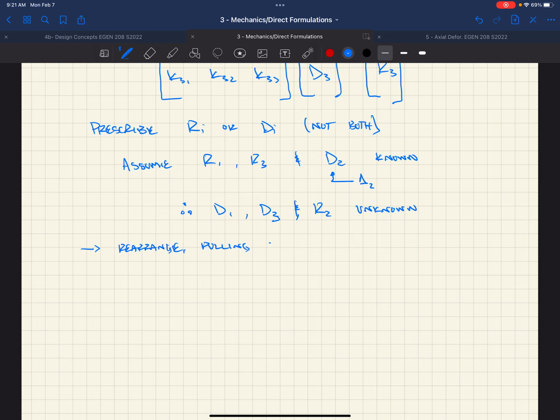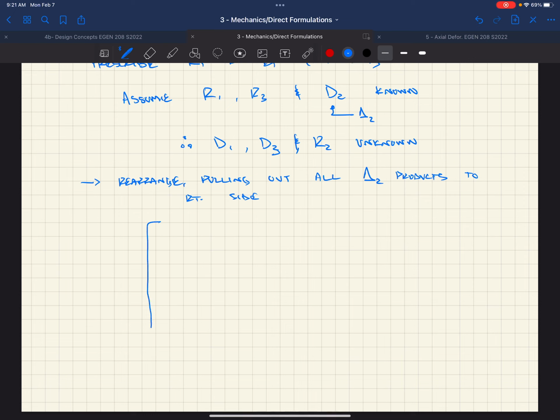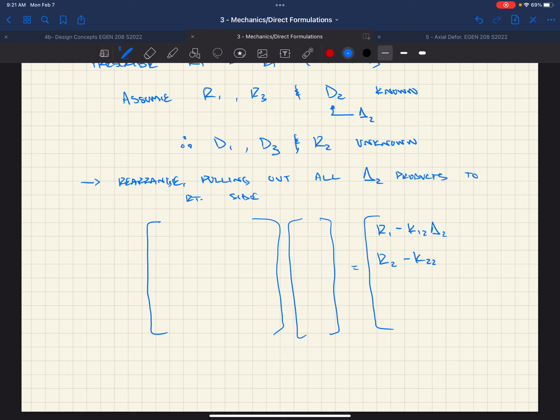So we're going to be pulling out all displacement 2 products to the right side. Here we go again. We're going to do this big matrix. Now we have R1 minus K12 delta 2, R2 minus K22 delta 2, and then R3 minus K32 delta 2.